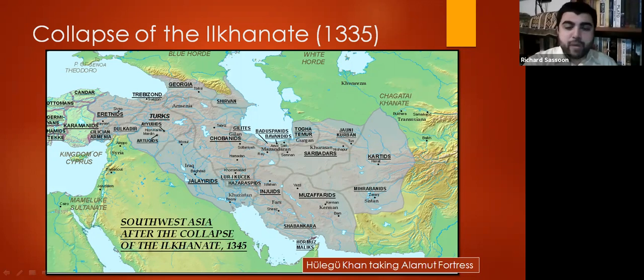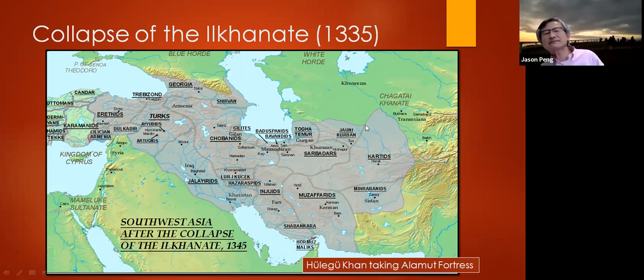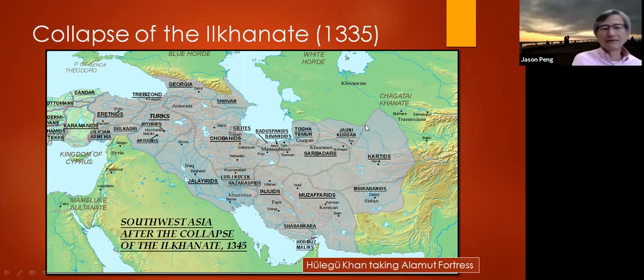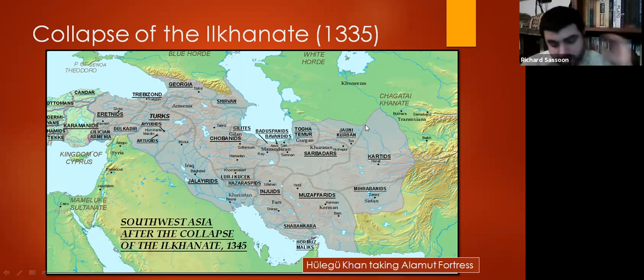I have a comment about the Sarbadars. The Sarbadars were a group in Khorasan that were very devoted to belief and were willing to die for their belief, and that's where the name comes from. But the reason that we're dealing with the Ilkhanate is because it's in the region.